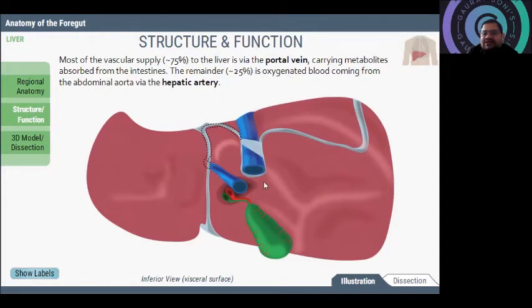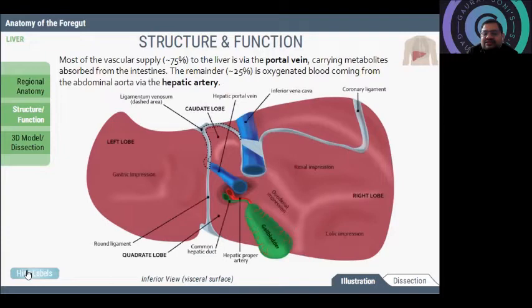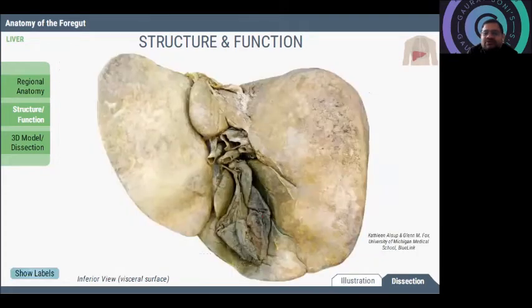And this is the inferior surface, or visceral surface, because the name is visceral as it is in contact with different organs. So you can see the left lobe has a gastric impression, meaning some part of the stomach lies here. Then you can see the round ligament more clearly. And quadrate lobe, caudate lobe, ligamentum venosum, hepatic portal vein, gallbladder also present here along with hepatic proper artery, common hepatic duct, duodenal impression, renal impression, and colic impression. So these impressions you have to remember for your viva also, and the model is going to be shown to you.